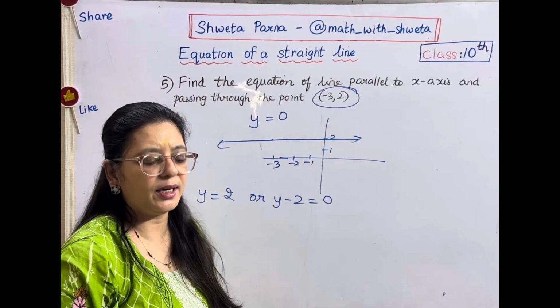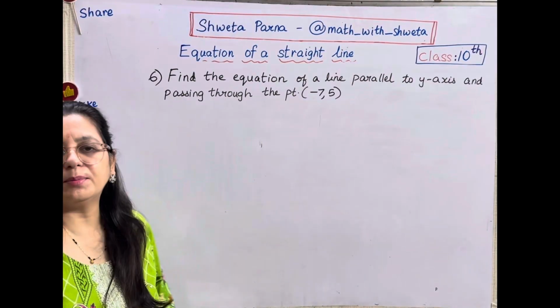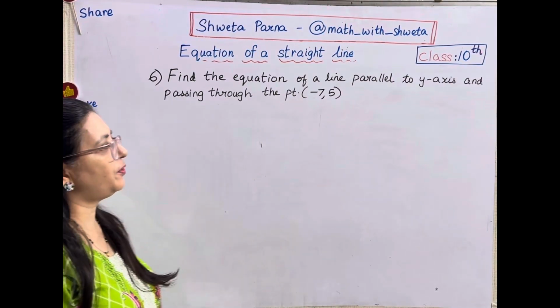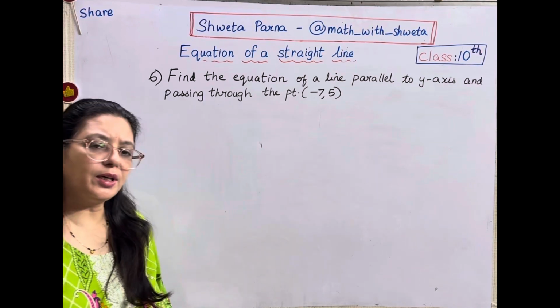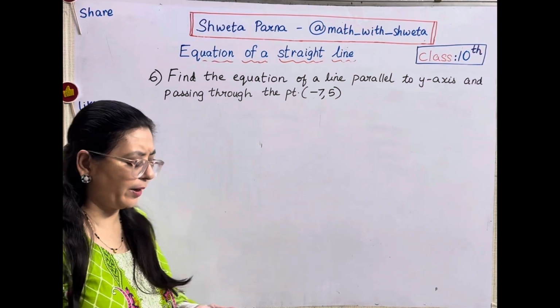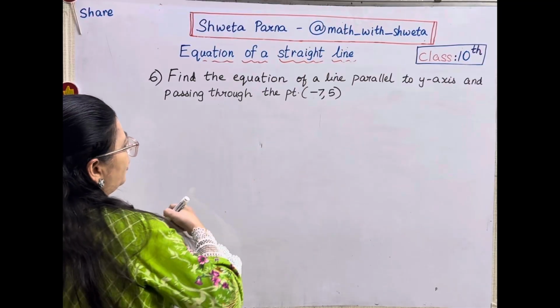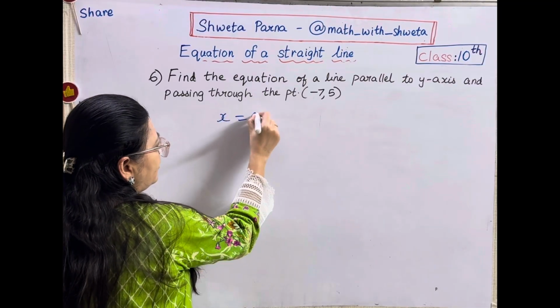Okay, let's go to the next one. Let's do question number 6, children. Find the equation of a line parallel to y-axis. What is the equation of a line which is parallel to y-axis? It is x is equal to 0. Correct? This is the equation.